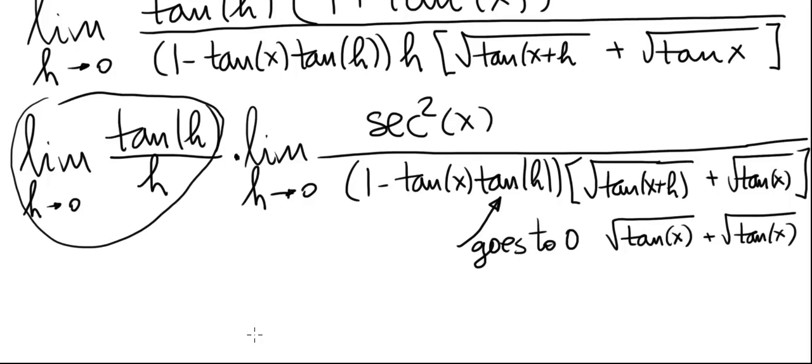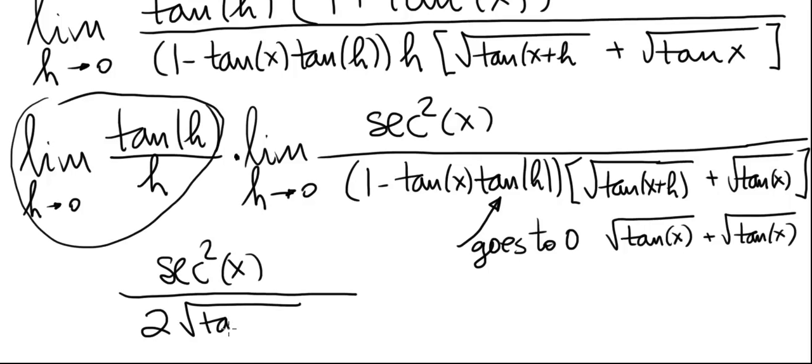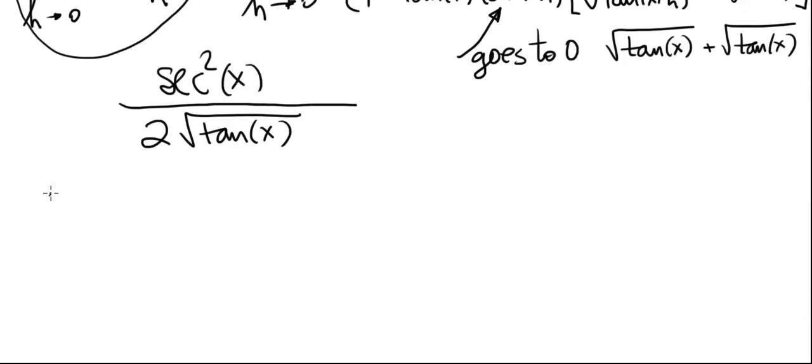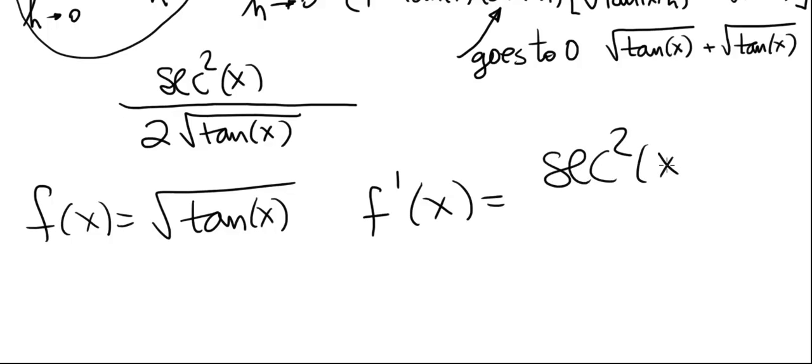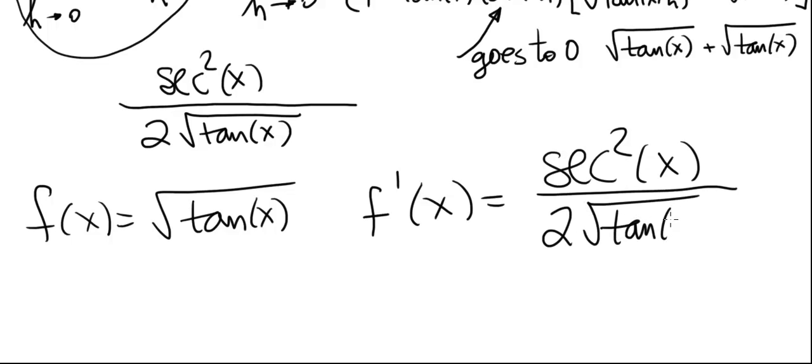And so what we have left is secant squared of x in the numerator. And in the denominator, we have 2 times the square root of tangent of x. And that is the answer. So let's summarize briefly. We started with the function f of x equal to the square root of tangent of x. After applying the definition of the derivative, we found that f prime of x is equal to secant squared of x divided by 2 times the square root of tangent of x.